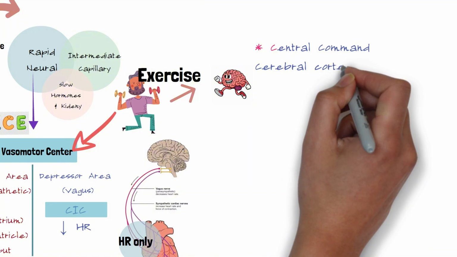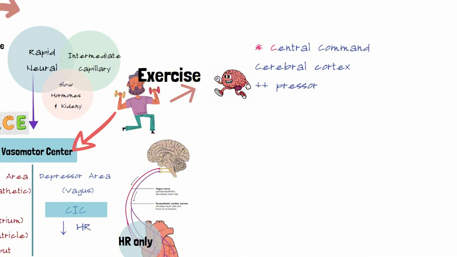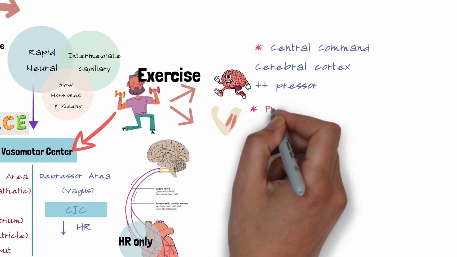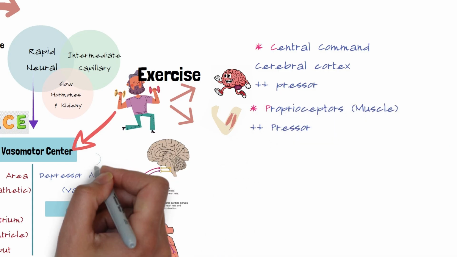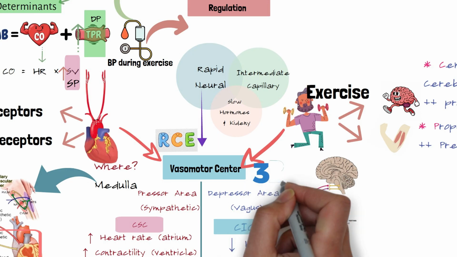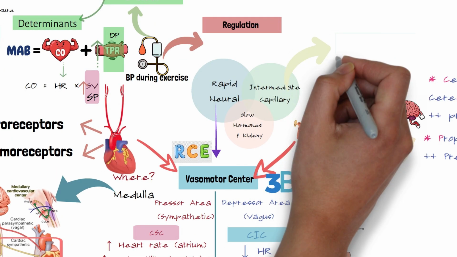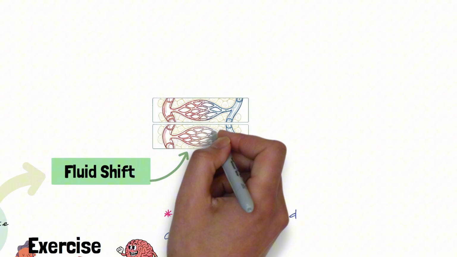And during exercise, we have another two receptors, which are the proprioceptors in the muscles, activating the pressor center, and commands in the cerebral cortex, activating the pressure. So remember always 3B and C. And then we move to the role of the capillary in regulation.